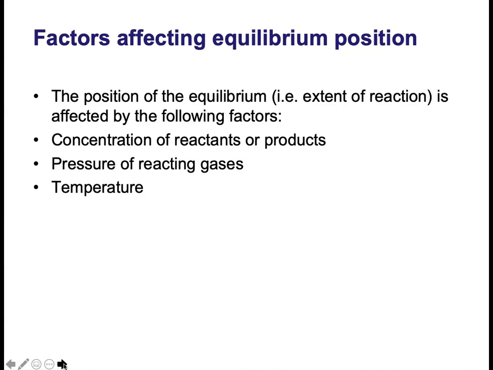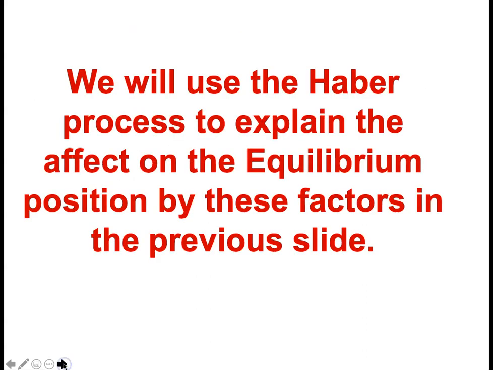We are going to look at factors that affect equilibrium position, and this will take 4 or 5 minutes. The following things will affect the equilibrium position. Equilibrium position means, can we produce more of the product or not? And what conditions will affect that? Concentration of reactants or products is one factor. Pressure of gases is another factor. And temperature is the third factor.